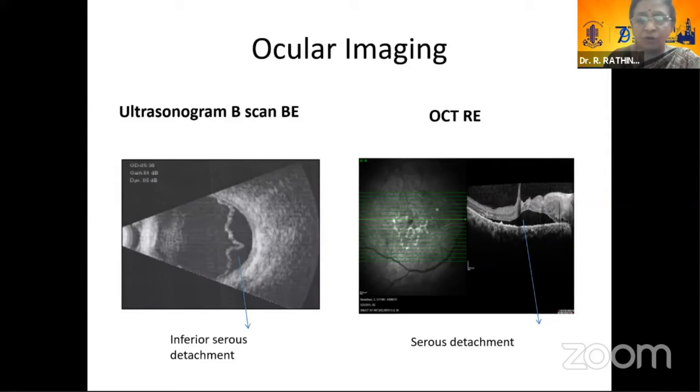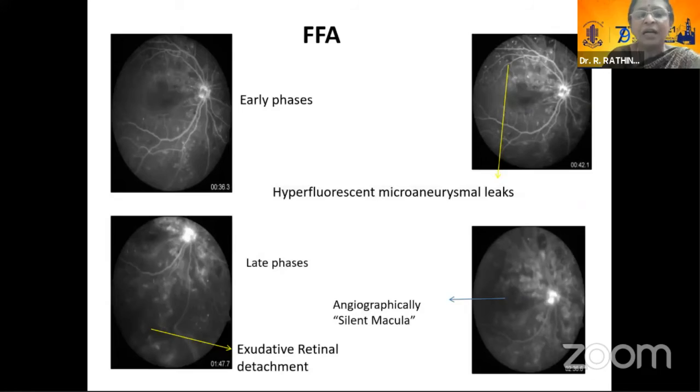OCT and ultrasound confirmed the serous elevation, and we did FFA in that right eye. He was a diabetic also. There were diabetic changes as well, but definitely there was a silent macula, which is not common in diabetes. There was a starry sky appearance, but definitely there is something different. There is no exudative RD. It is not typical of VKH.